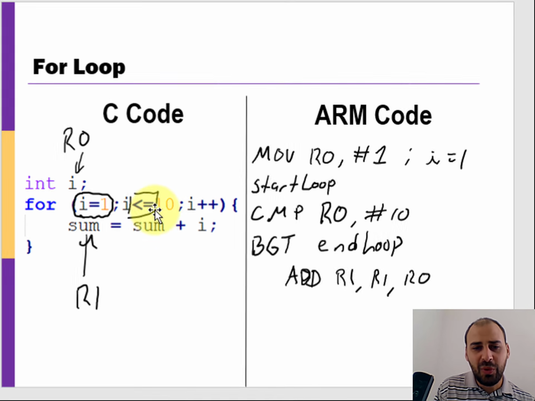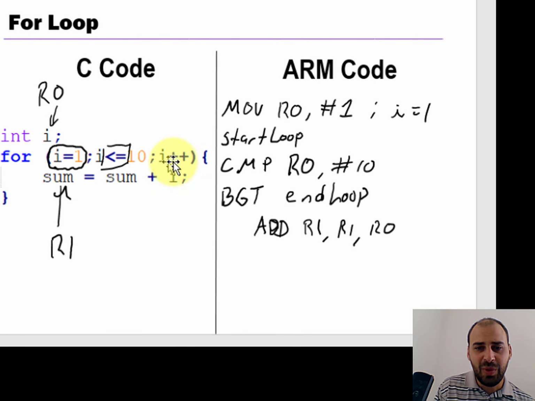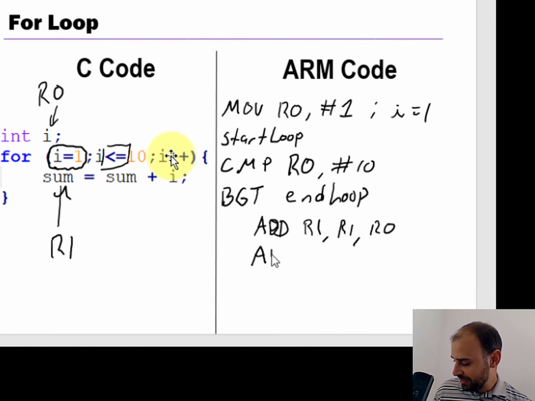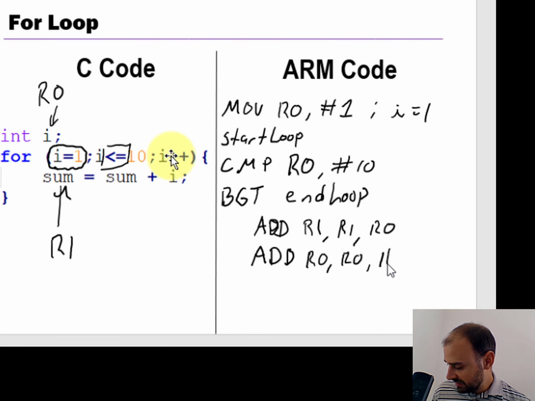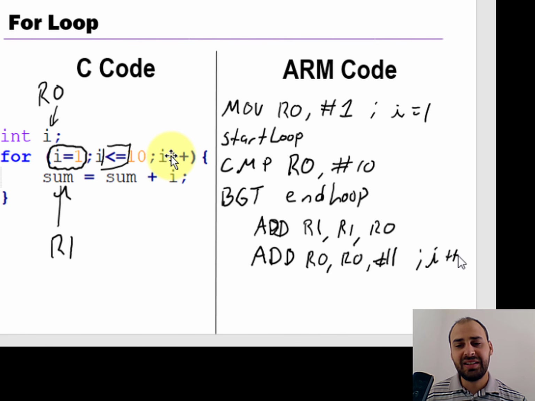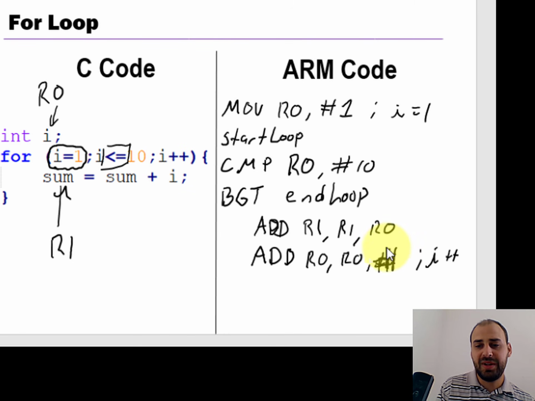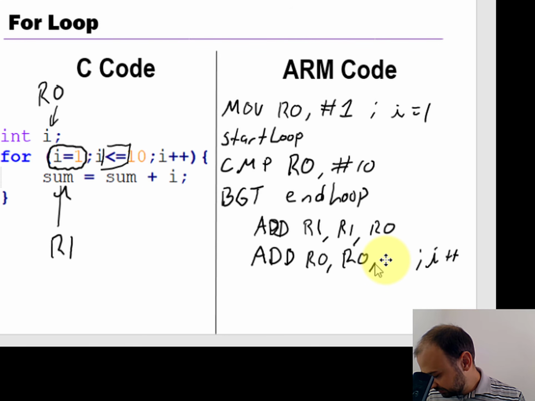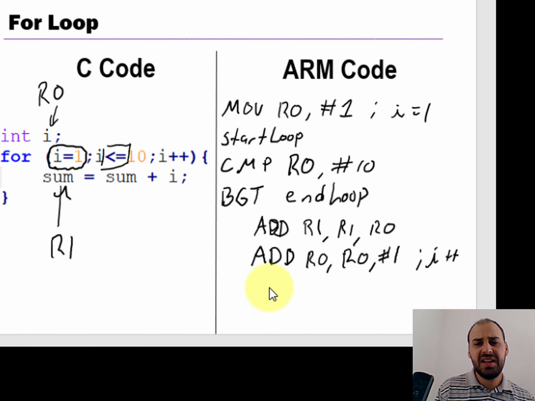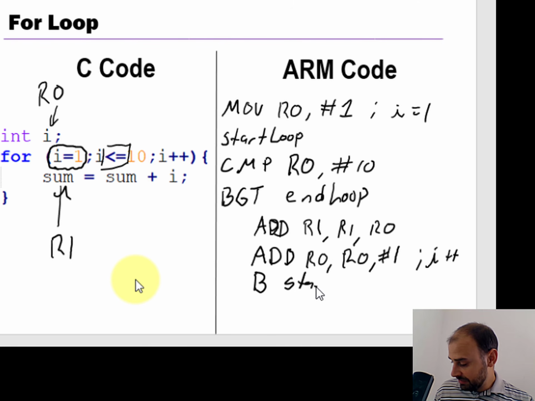Because what happens before we do this comparison is we add 1 to I, right? We need to make sure that we don't forget adding 1 to I, I plus plus. This is the pound symbol, if you can read that, that's pound 1. Let me make that a little bit more legible. Once we've done that, now we're ready to jump back to the start of the loop.